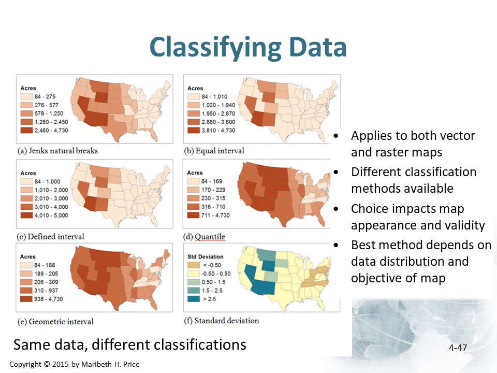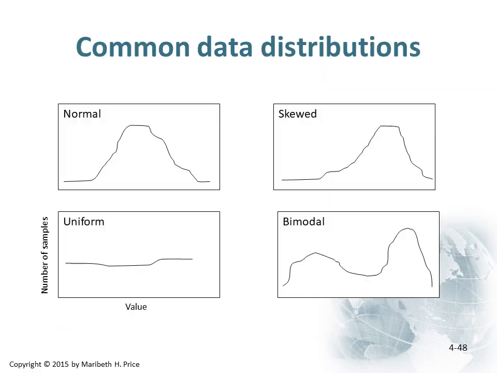So we have Jenks natural breaks, equal interval, defined interval, quantile, geometric interval, and standard deviations. These maps are all the exact same data set with different classification schemes, and you can see how it makes a dramatic difference in the way the data looks. Data also has a distribution typically, and they're not all normal. Some tend to be skewed, some are very uniform, some are bimodal.